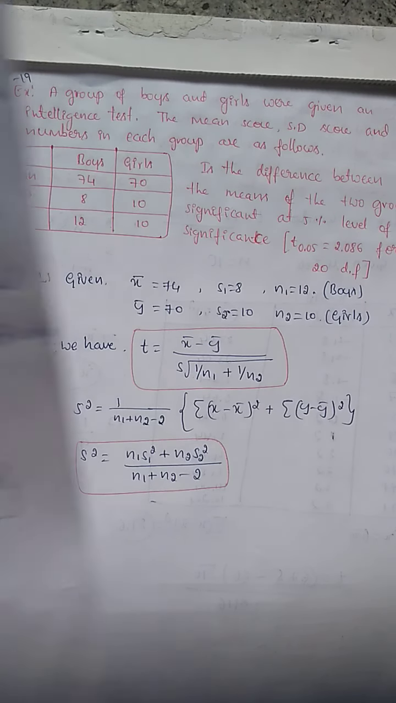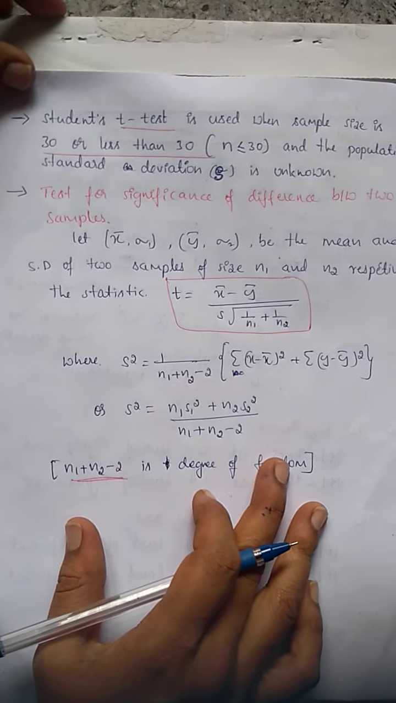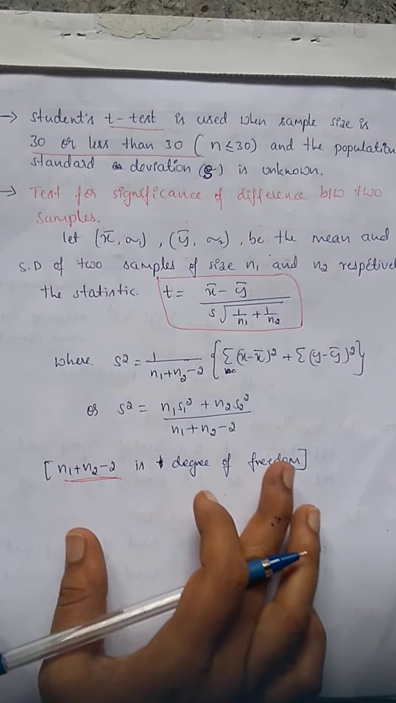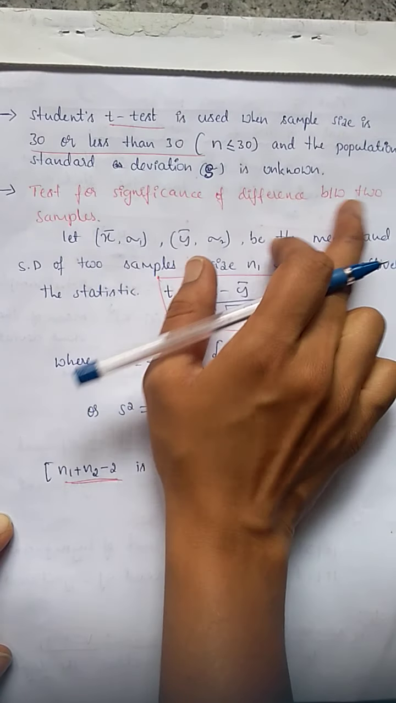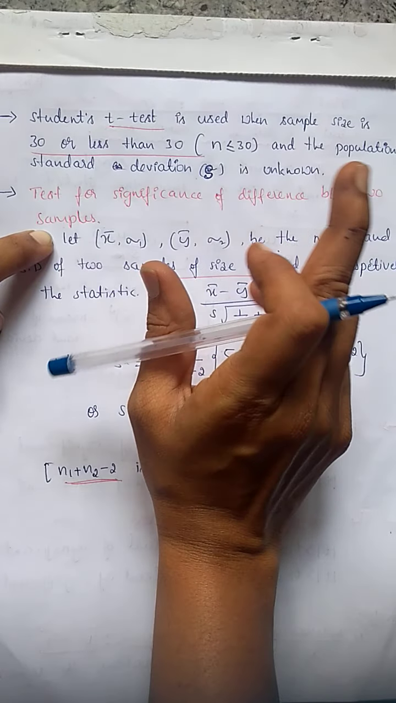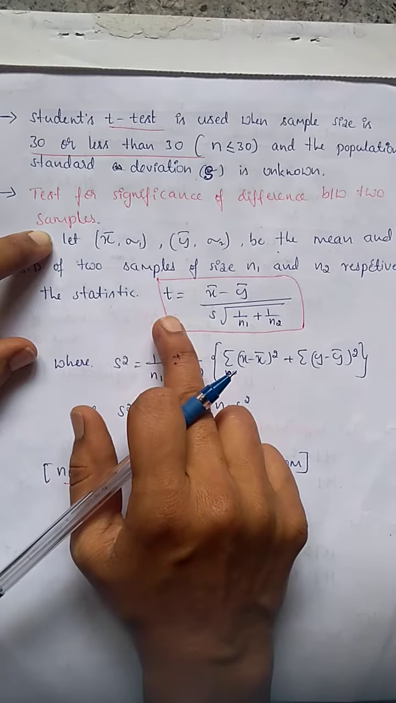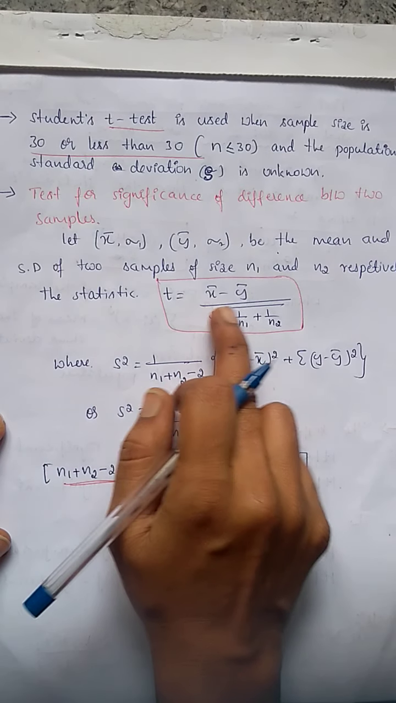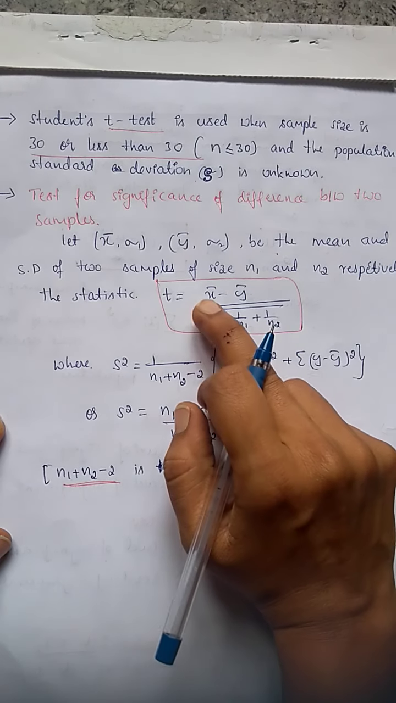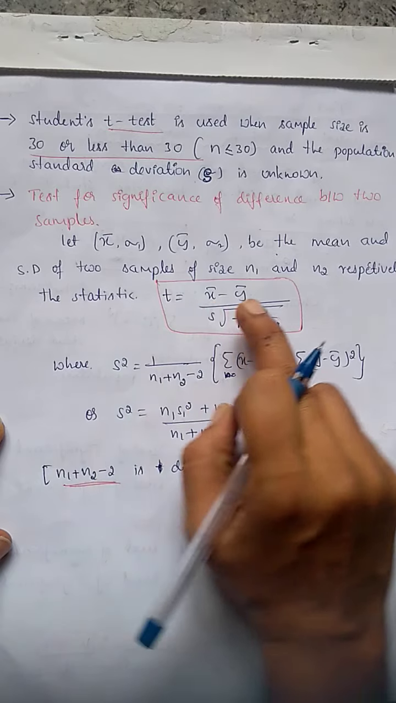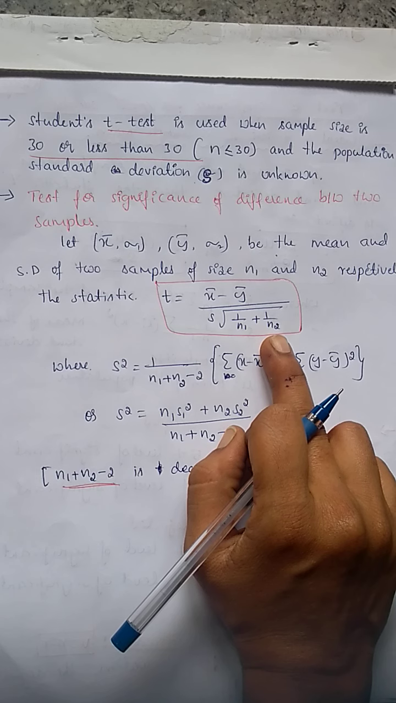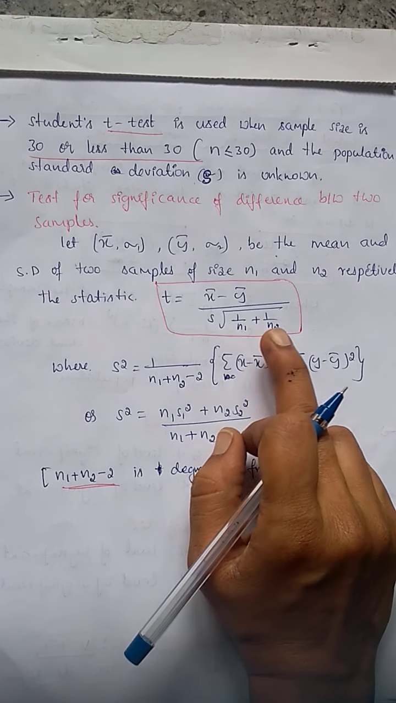This is the statistic formula. This is one more method in the student's t-test distribution: test for significance of difference between two samples. If you have two samples, for testing significance between those two samples, this is the formula. t is equal to x bar minus y bar divided by s root of 1 by n1 plus 1 by n2. x bar, y bar are the mean of the first sample and the mean of the second sample, s is the standard deviation, and n1, n2 are the numbers of x samples and y samples.